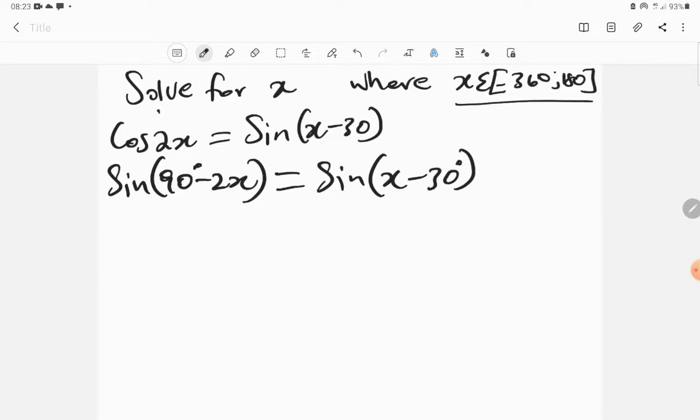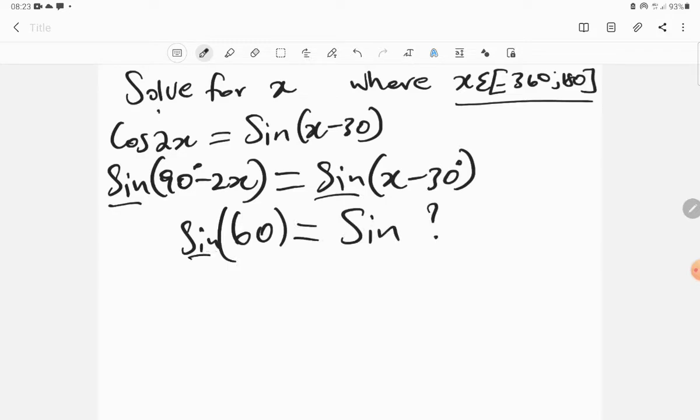Now, what do we do after the trig ratios are the same? When the trig ratios are the same, that means the angles themselves have to be the same as well. Because remember, when you have sine 60 on this side, it is equal to sine what? When the trig ratios are the same, the angles have to be the same. It has to be sine 60, none other than that one. So this is what we are going to do: equate the angles after the trig ratios are equal to each other.